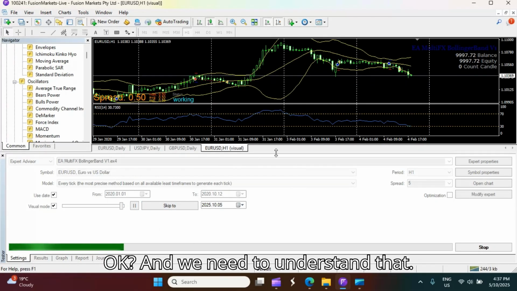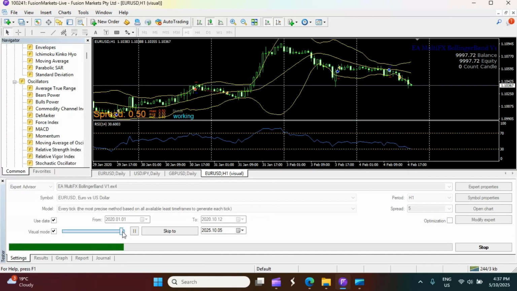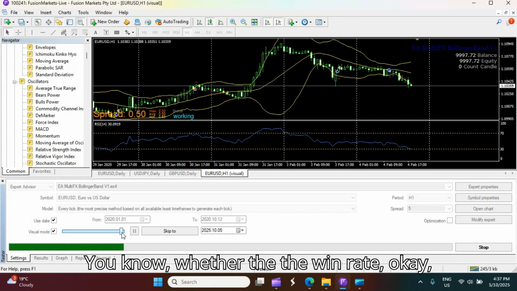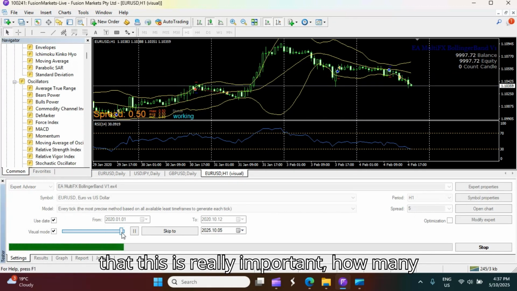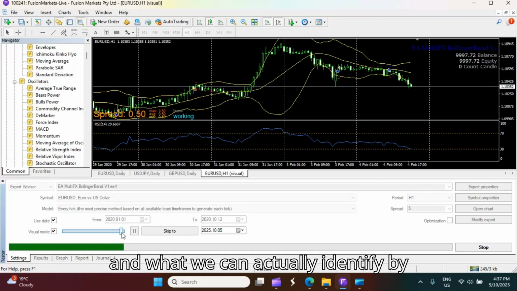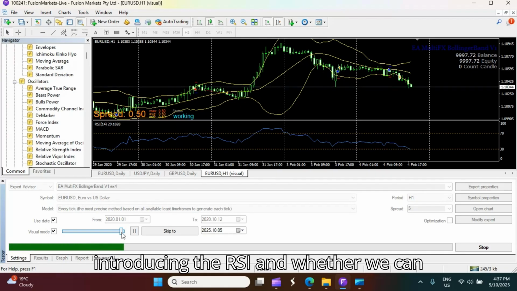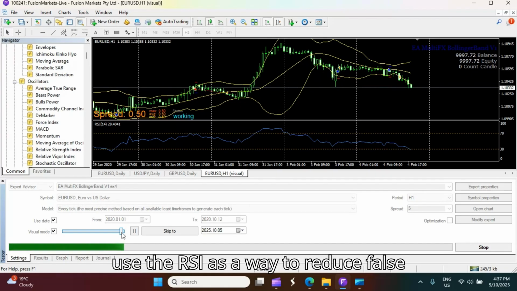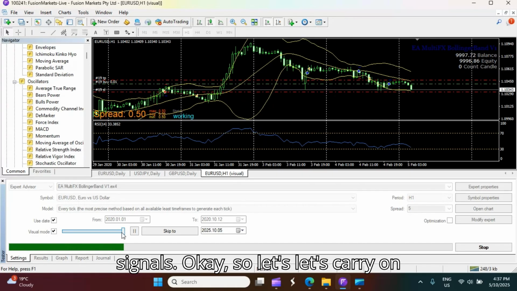We need to understand whether the win rate, and this is really important, how many trades are a win versus how many are a loss, and what we can actually identify by introducing the RSI, and whether we can use the RSI as a way to reduce false signals. So let's carry on.